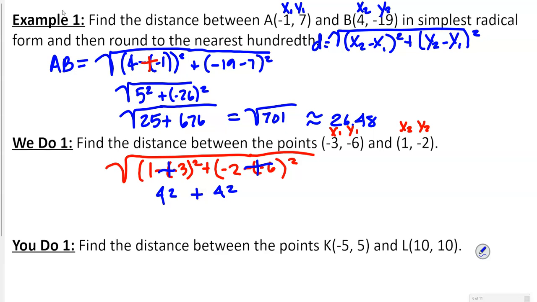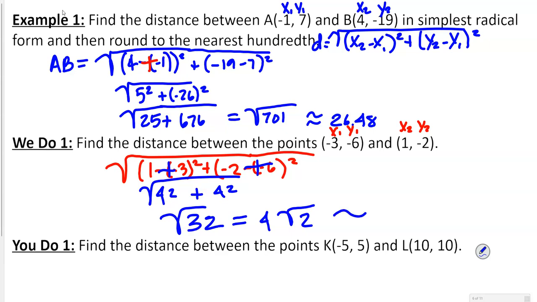Let me double check my math, y'all. So we just did this one, didn't we? So we know that this is going to be the square root of 32, which is 4 square root of 2. Oof, 4 square root of 2, right? We just did this one, which is approximately, if we were going to round it, 5.66, okay? All right, third one.